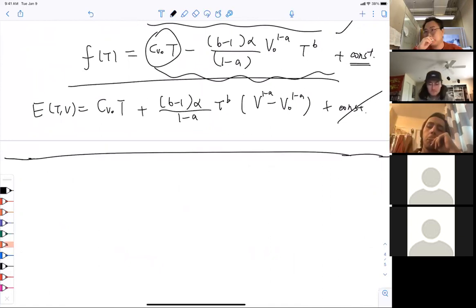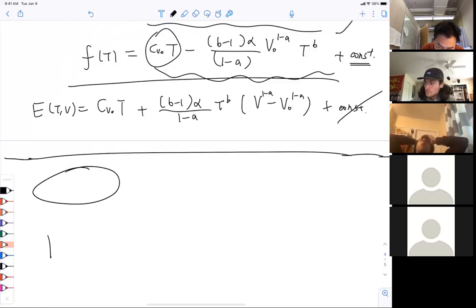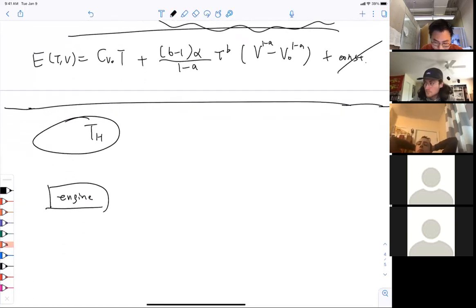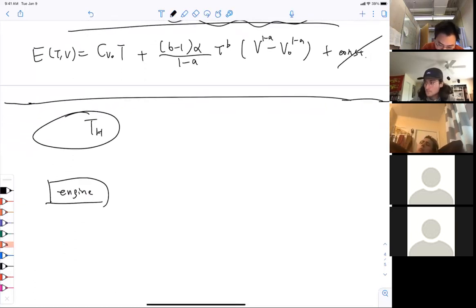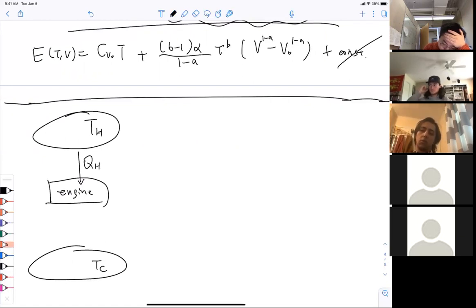Okay, right, it's an engine, right? So for an engine, we know we have some hot reservoir and some cold reservoir. The purpose of the engine is, by absorbing some heat from the hot reservoir, to do some useful work, right? Something like this.